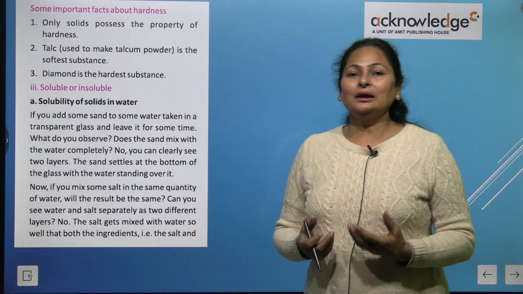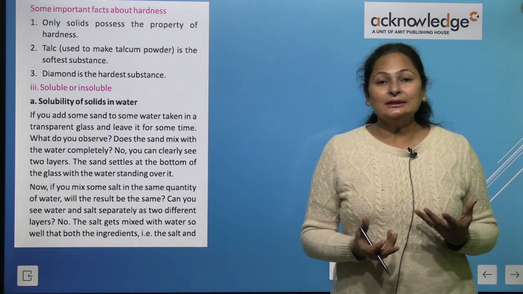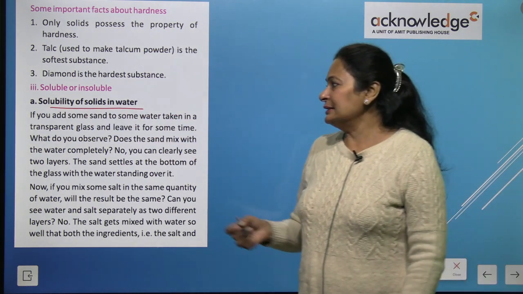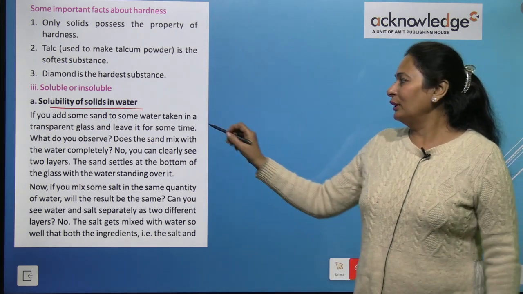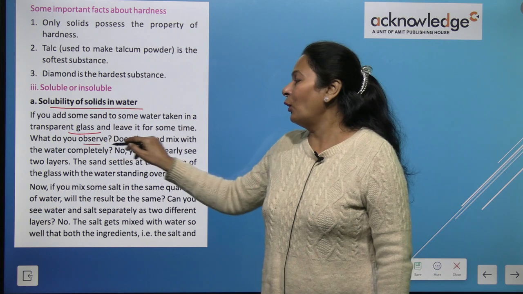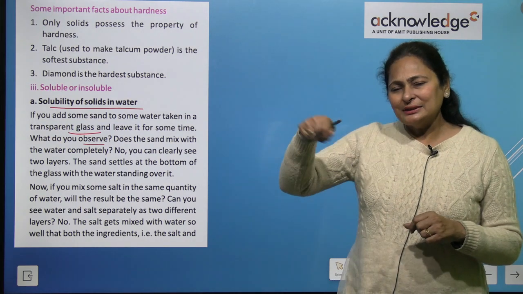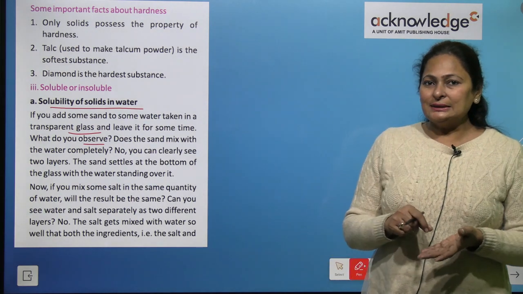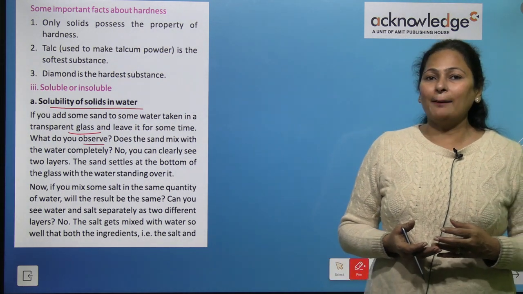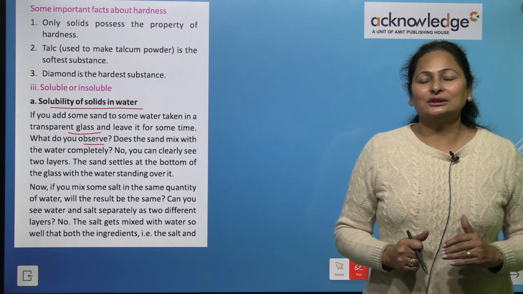Now, soluble and insoluble. Again, the property of a material, soluble or insoluble, right? Solubility of solids in water. Now, what does solubility mean, kids? If you add some sand into water taken in a transparent glass and you have left it for some time, what will you observe? Take a glass and fill it with the water, put some sand into it and stir it well. So what you'll find? This time it is mixed, but if you keep it for some time or let it rest for some time, what will happen? The sand will be settled down, right? And you'll find the water in the glass.